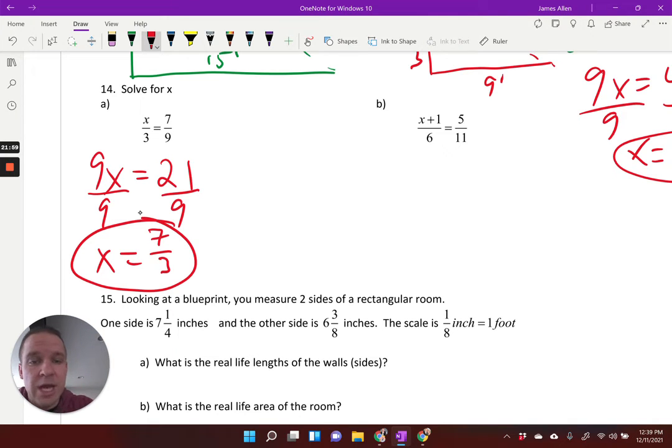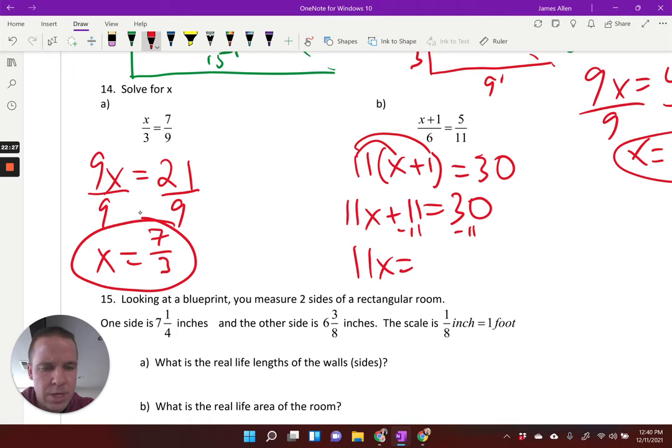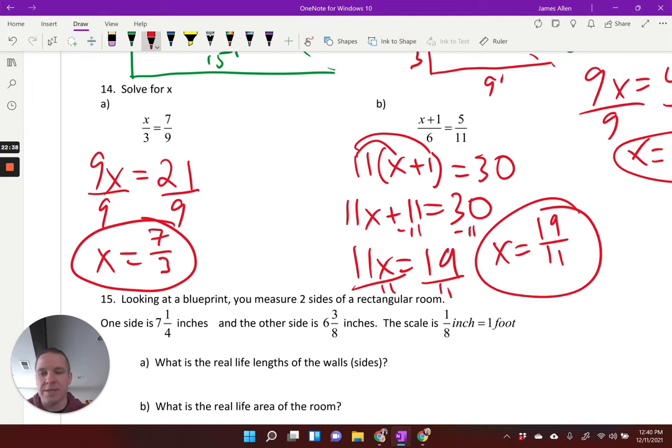Next one, got to be careful with this because I have 11 times x plus 1. So I'm going to write out 11 times the quantity x plus 1. So we'll put that in parentheses equals 5 times 6 is 30. And then I got to remember to distribute. So 11x plus 11. Okay, I'm falling apart here. 11x plus 11 equals 30. I'm going to subtract 11, and I get 19. And now I can divide by 11. And I can't simplify 19 over 11, so we'll just leave it as x equals 19 over 11. Sorry about the mistakes there.